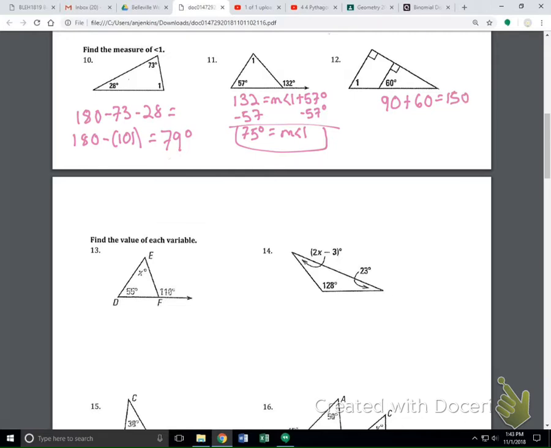So we're trying to find that remaining angle. How do I find that? We subtract it from 180, so 180 minus 150 gives me what value? 30 degrees. So right now we found this top angle is 30 degrees. We had to find that to be able to find the measure of angle 1. So if now we want to find the measure of angle 1, how do I go about that?